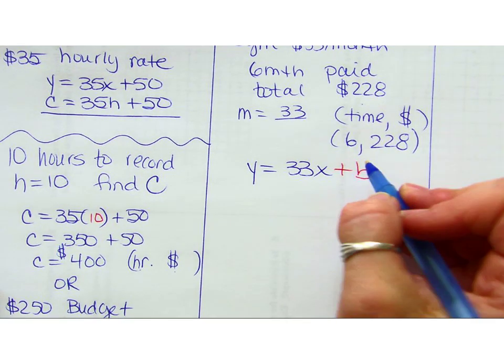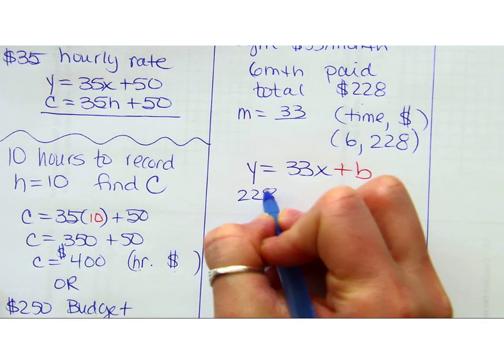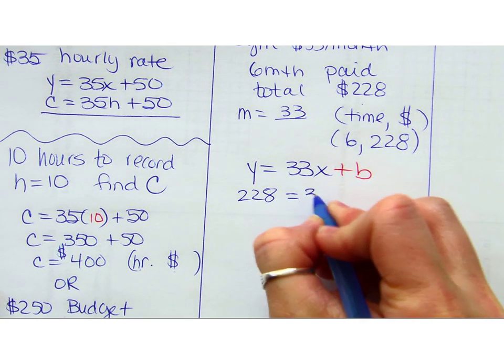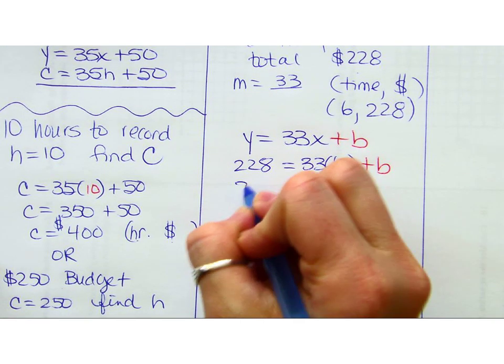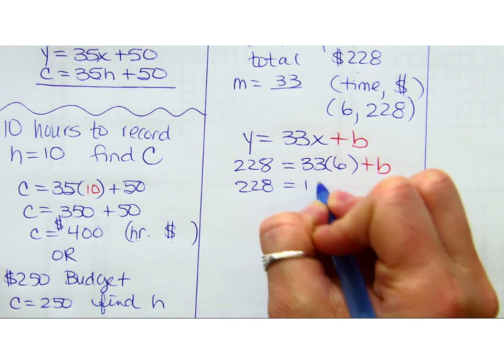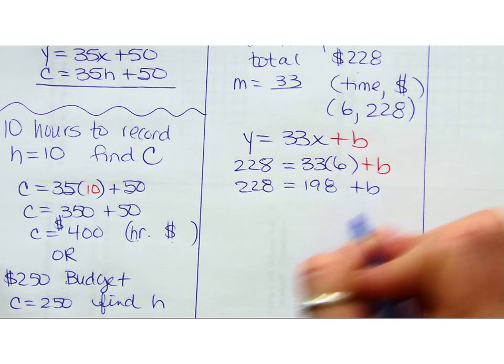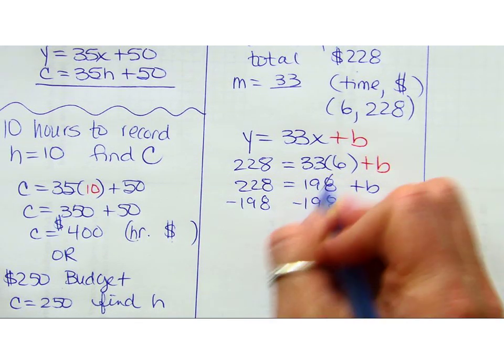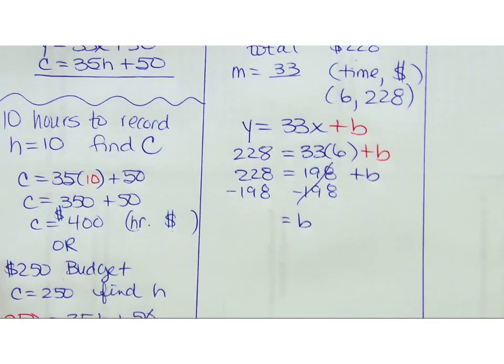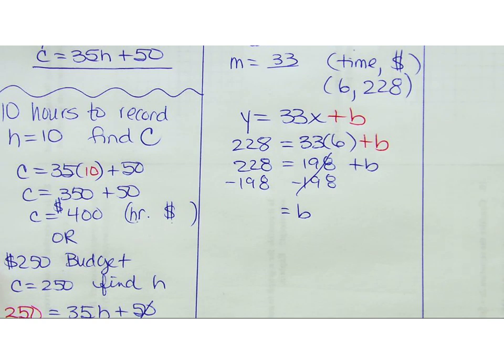So you're going to put 228 in there. It's 6 months at $33 a month plus your B. This is going to give you 228 equals 198 plus B. If they have 15 bucks, can they join today? Nope. Because they need 30 to join, okay?